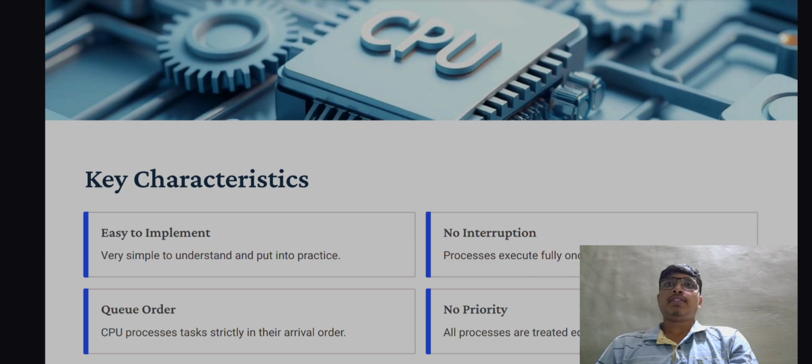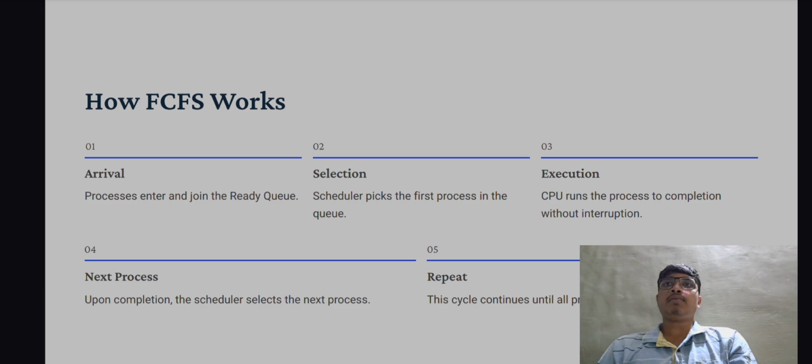And next, third one, execution. The selected process is executed fully, and it is non-preemptive. Next process, once the current process is finished, the scheduler selects the next process in the queue and repeats this until all processes are finished. Okay, next slide.